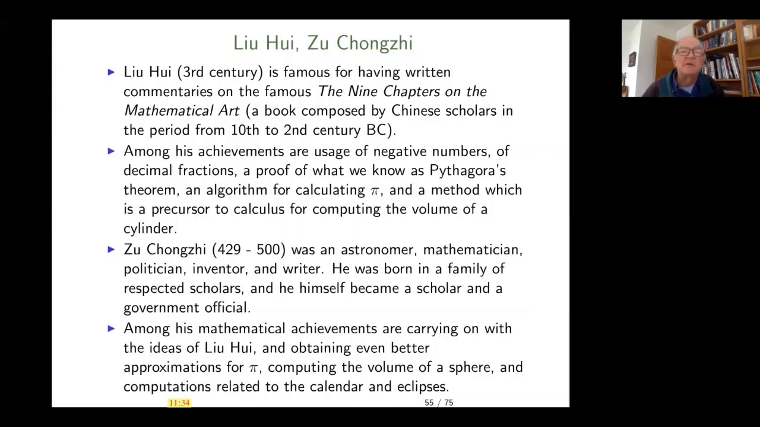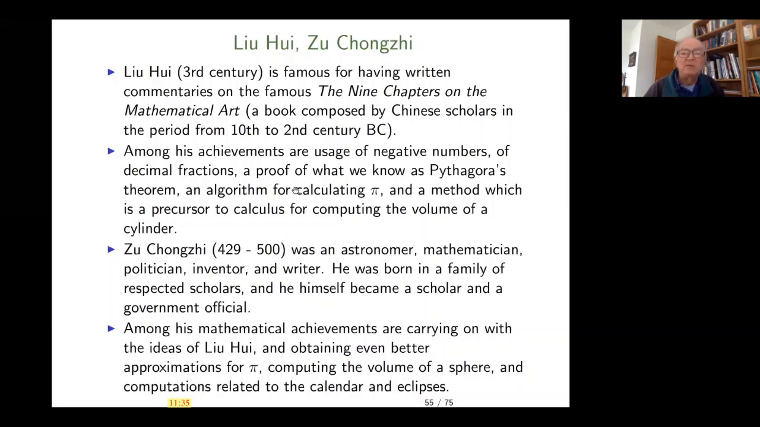In the spirit of history also, I want to mention these two Chinese mathematicians, Liu Hui from the 3rd century and Zhu Zhongzhi from around 500, 429 to 500. Liu Hui wrote commentaries on the famous book The Nine Chapters on the Mathematical Art, a book composed sometime between the 12th and 2nd century BC. It goes into antiquity and we don't know exactly its origin, but later mathematicians studied it and wrote commentaries. Among his achievements, he was talking of negative numbers, he was talking of decimal fractions, he had a proof of what we call today Pythagoras' theorem. He was doing things which in Europe appeared much, much later.